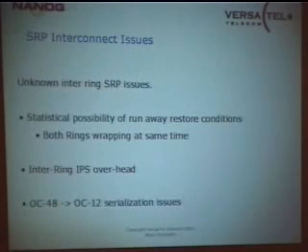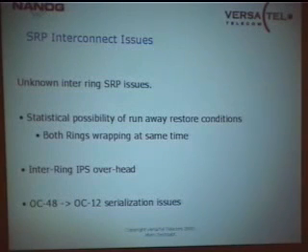Inter-ring IPS overhead issues as well. Again, they're just between the nodes, but we don't know how that performs again under load or under those runaway conditions between the core and the distribution ring. So that needs to be tested further as well.